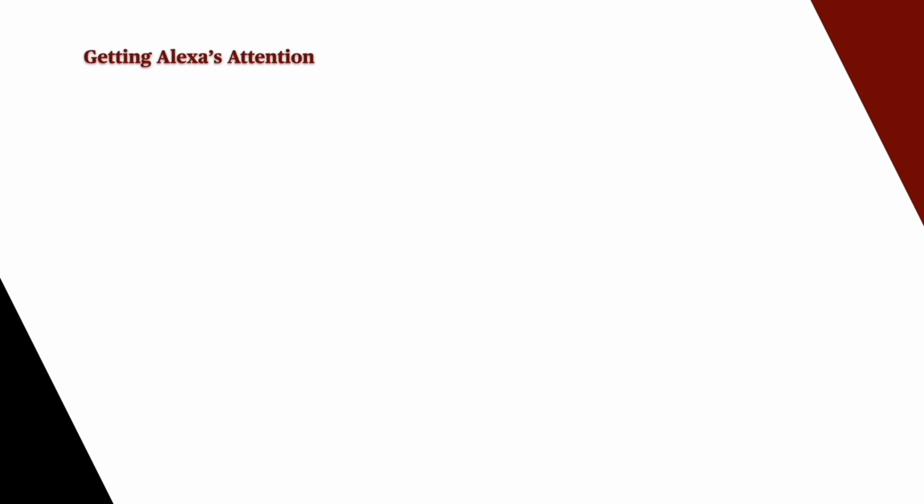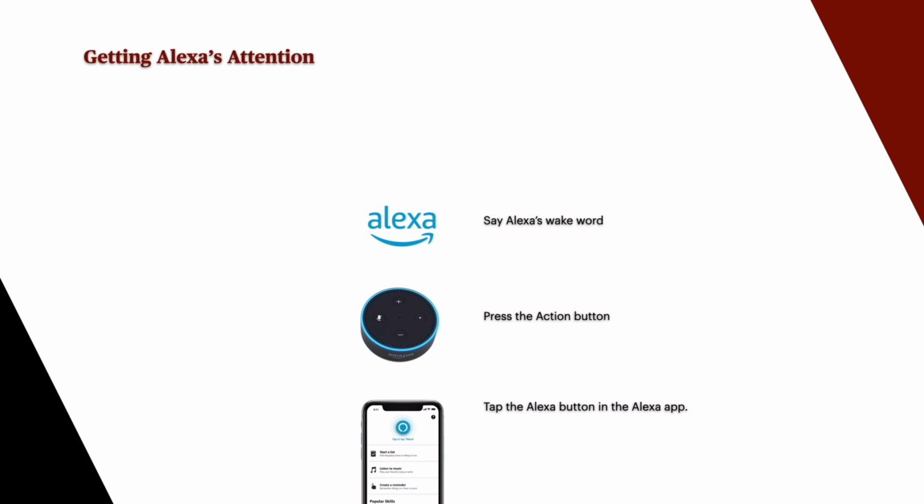There are several ways to get Alexa's attention, but here are the most common. Say Alexa's wake word. The default wake word is Alexa, but you can change it. Press the action button if your Echo device has one. And in the Alexa app, tap the Alexa button.